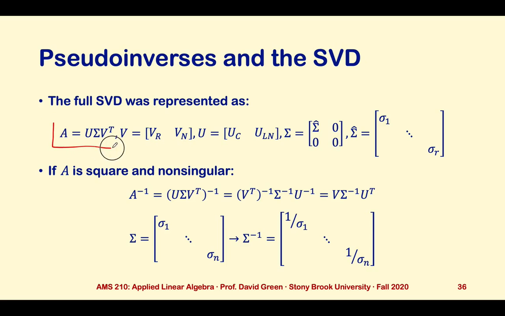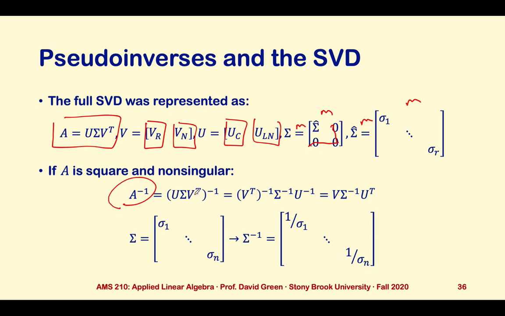Again, let's start with our full decomposition, A equals U sigma V transpose, with V and U broken down into a row space and column space piece, and then a null space and left null space piece. If A is square and non-singular, that means sigma has to be M by M and full rank, which means sigma hat is M by M, so these zero pieces actually aren't there. Sigma is just our diagonal matrix with all non-zero singular values. That means it has a well-defined inverse, taking the reciprocal of all of those.